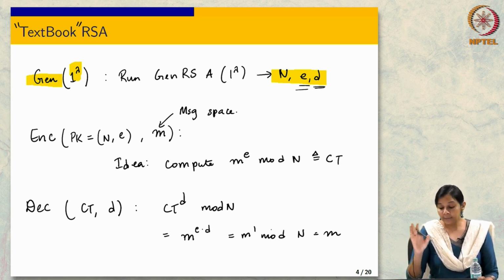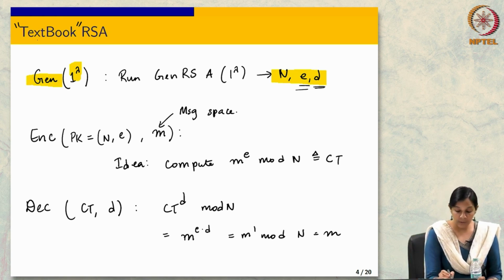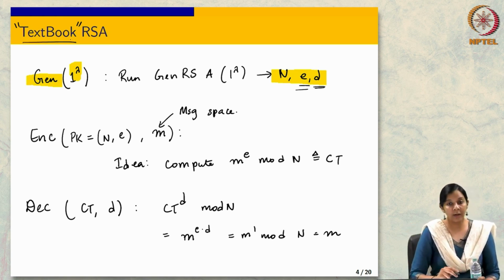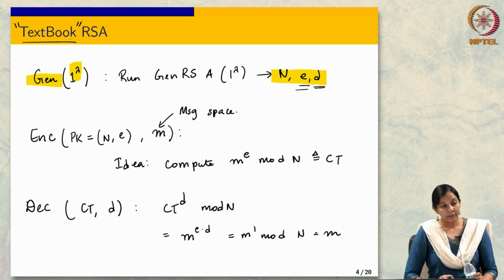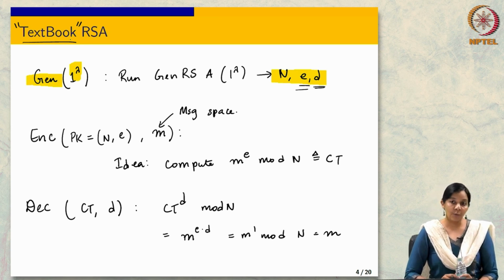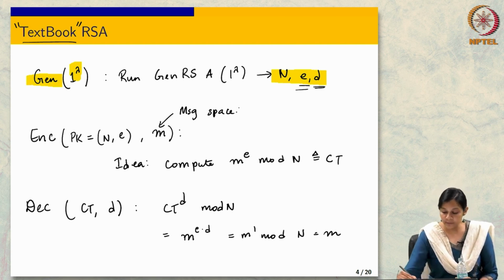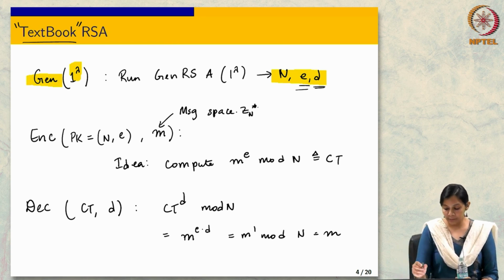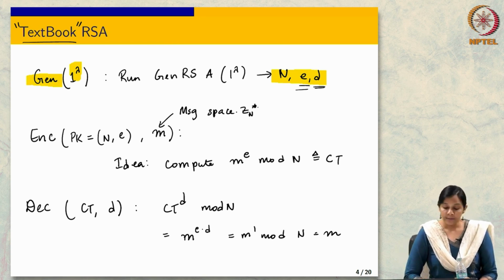Okay, and this also does not work. So that is why this is called textbook RSA, not RSA itself. So now who can think of reasons why this is not going to be good? By the way, here the message space we are using is Zn star, because we just want to do m to the e mod n. So now who can think of reasons why this scheme is not going to be secure?